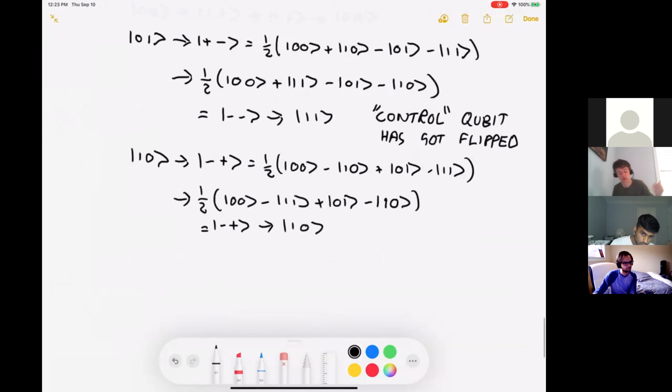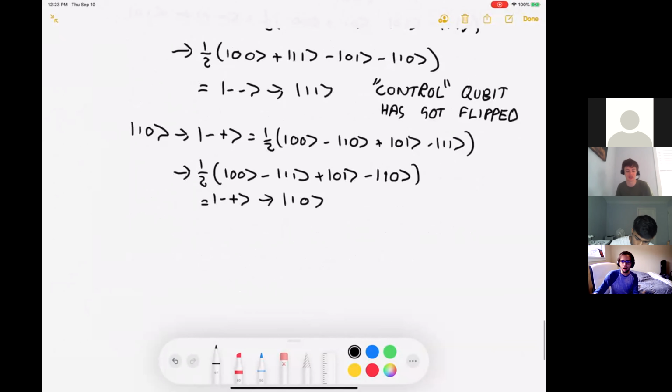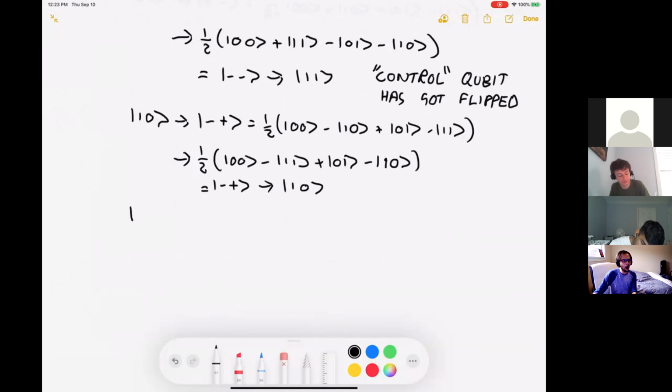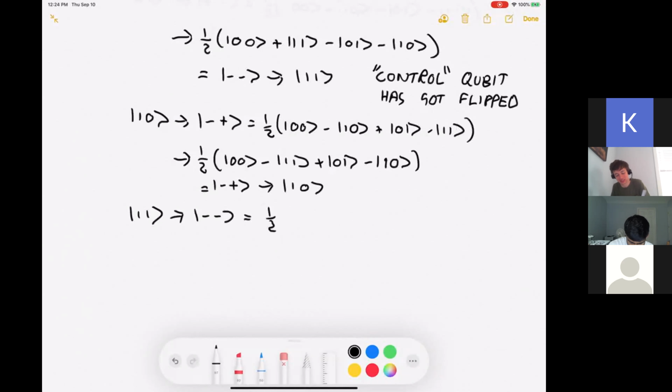1, 0. 1, 0, indeed. So 1, 0 stays as 1, 0. Final case, 1, 1 goes to... Come on, guys. Keep shouting out. Minus, minus. So minus, minus is a half. 0, 0 minus 1, 0 minus 0, 1 plus 1, 1. This goes to a half.